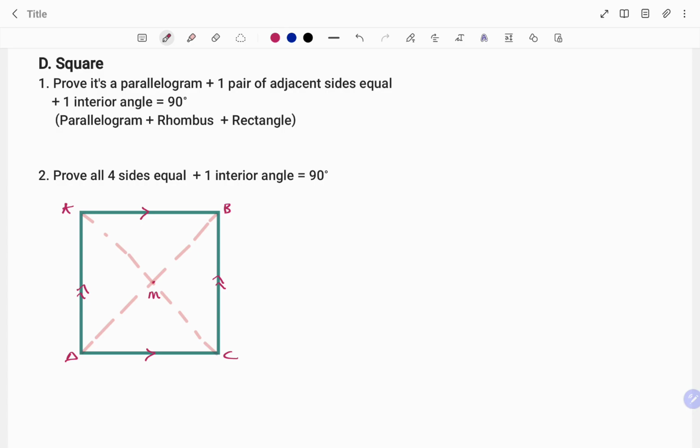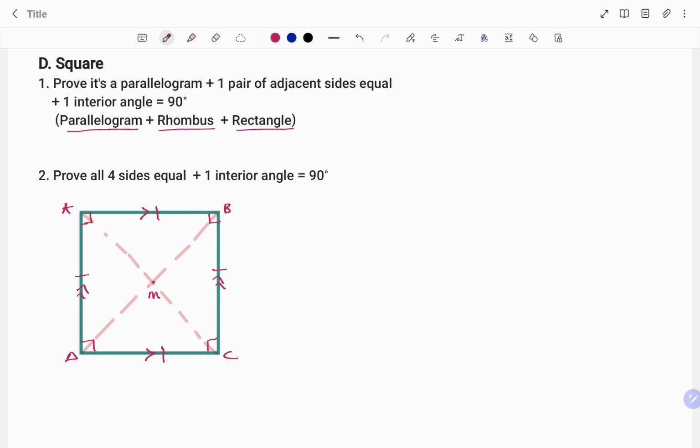Also, you can add that one interior angle is 90. We know that all the angles of a square are equal to 90 degrees. So basically what we've done is you need to prove, I forgot to add that, all the sides or opposite sides are equal. So that means you've been able to prove that the shape is a parallelogram. It's a rhombus, that's showing that all the sides are equal. And it's also a rectangle, showing that at least one of the angles is 90 degrees.